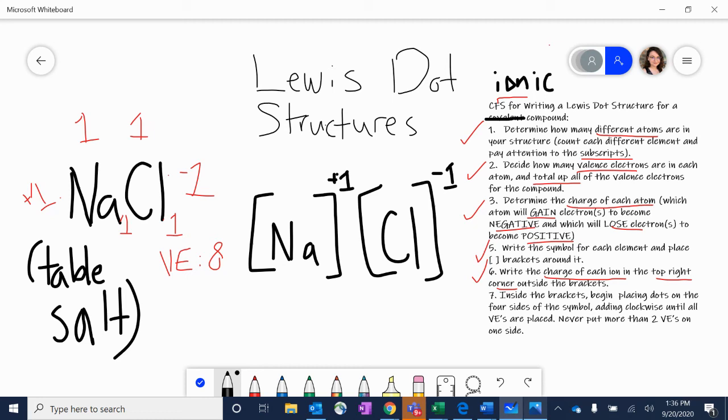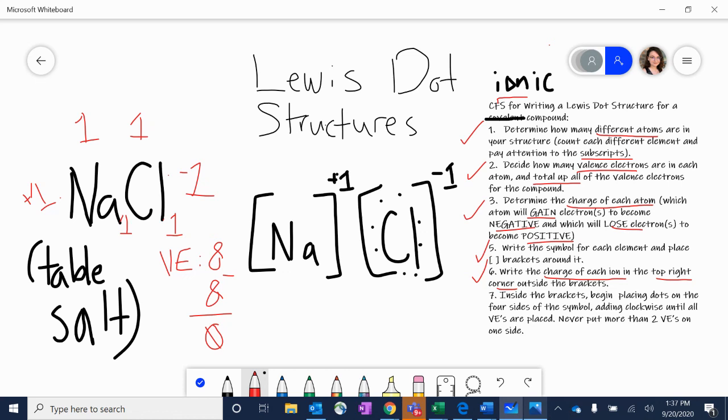All right. Now, the last thing is, inside the brackets, we're going to begin placing dots on the fourth side of the symbol, adding clockwise until all valence electrons are placed, just like we did before. Now remember, sodium has lost its one valence electron, so we actually don't put any dots on sodium. So let's do chlorine, which is now going to have, instead of just 7 valence electrons, 8 total valence electrons. So 1, 2, 3, 4, 5, 6, 7, and 8. And I will subtract those from my total. We have used all of our valence electrons. We can check. Yep, we used all of them.